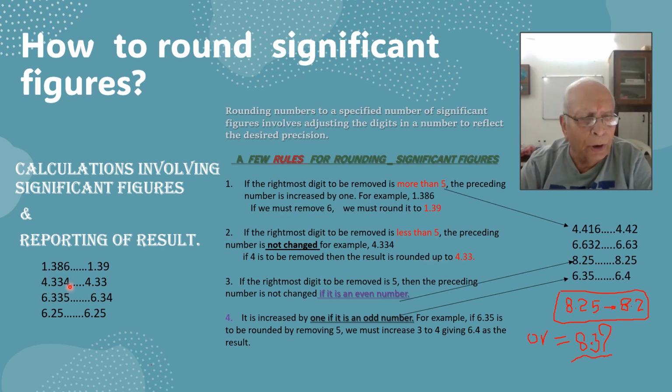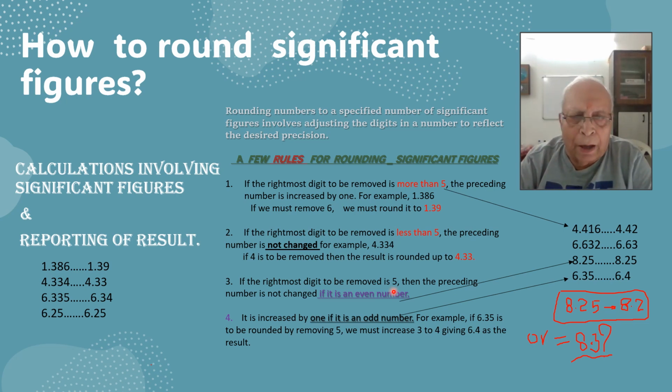Here, 4.334 gets converted to 4.33, 4 digits being converted to 3 digits. Similarly, there is the governing number, I can say in each case 5: more than 5, less than 5. We have taken two cases. And suppose it is just 5, then what will happen?